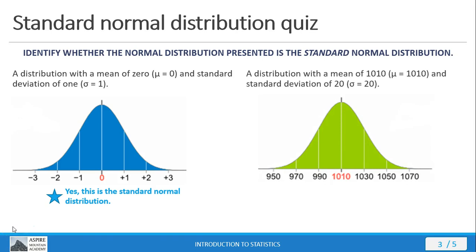What about this distribution here? We've got a mean value of 1010 and a standard deviation of 20. So do we have a standard normal distribution here? What say you?